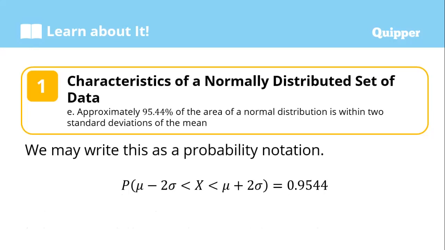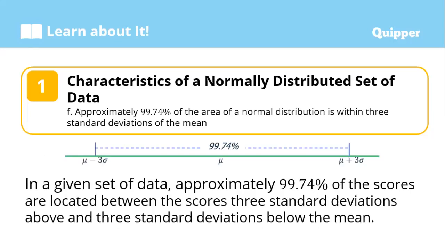So we may write this in probability notation, as a simple class. The probability of x is greater than 2 standard deviations below the mean and less than 2 standard deviations above the mean. The next characteristic of a normally distributed set of data is approximately 99.74%.